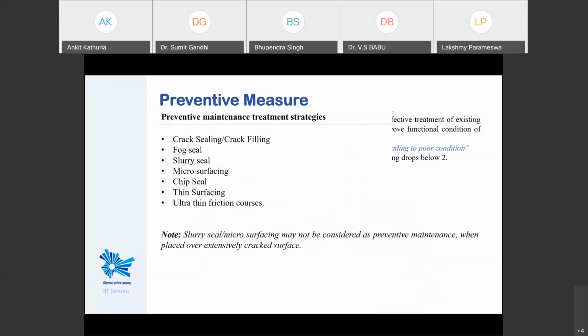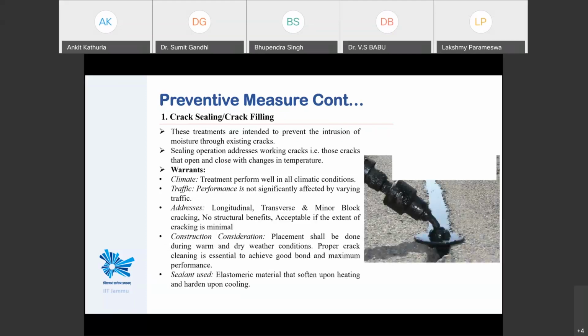Further, the preventive measures are crack sealing, fog sealing, slurry sealing, micro surfacing, chip seal, thin surfacing, or ultra thin friction coats. I'll quickly rush through the slides showing the different types of preventive maintenance treatment strategies. You can have a look at the photographs, and the details are already mentioned in the slides. I will tell the conveners to share the slides with whoever wants them. So this is how crack sealing looks, and their warrants and other details are given in the slide.